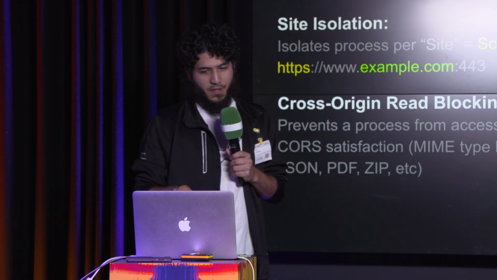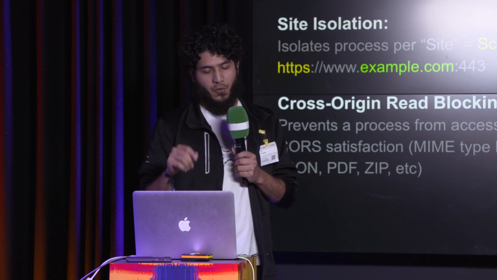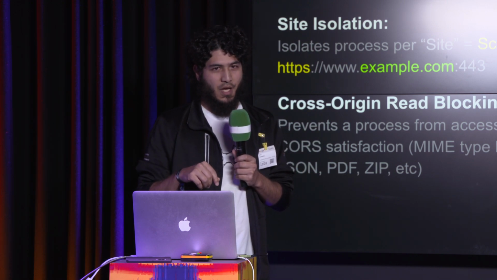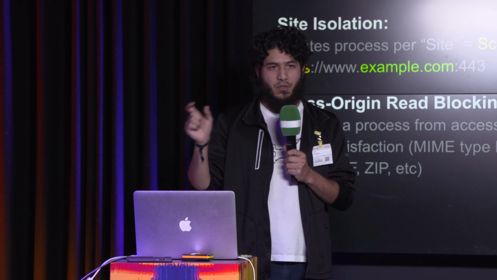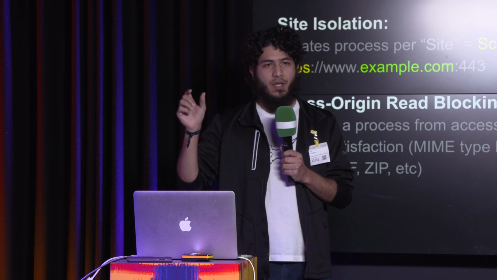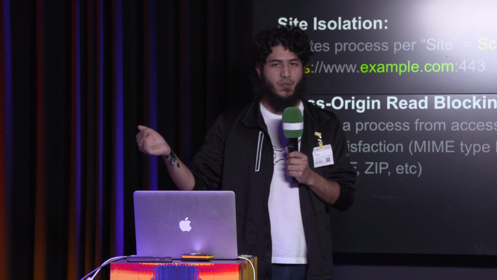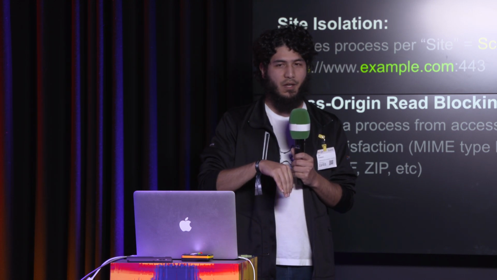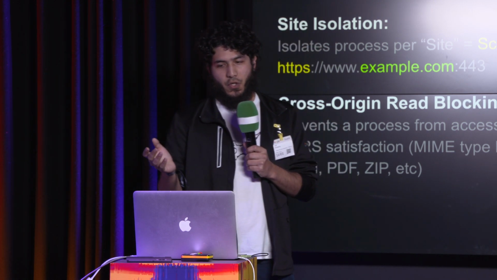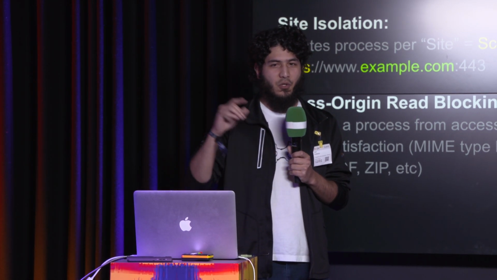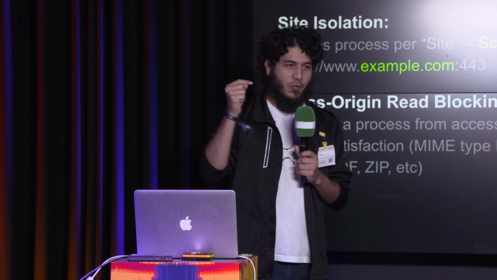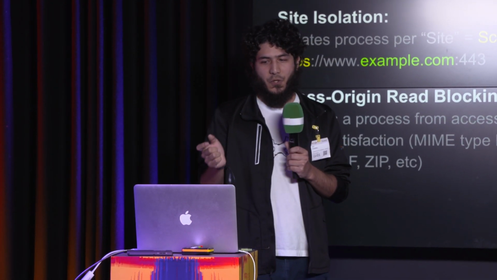So to prevent this, Chrome has a protection called cross-origin read blocking, where they look at the content type, and then based on a blacklist, they will not allow certain types of resources to go into a cross-site render process. So like HTML, XML, JSON, PDF, zip files, those cannot get into a cross-site render process unless there is CORS.